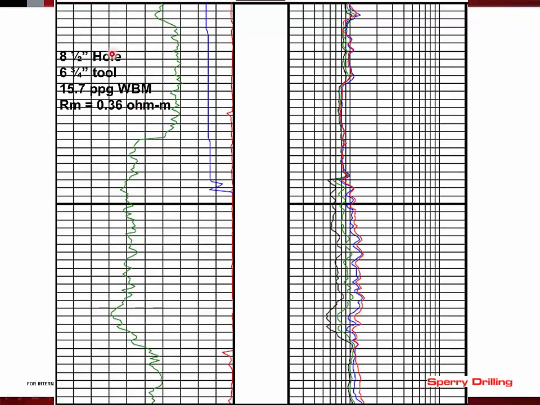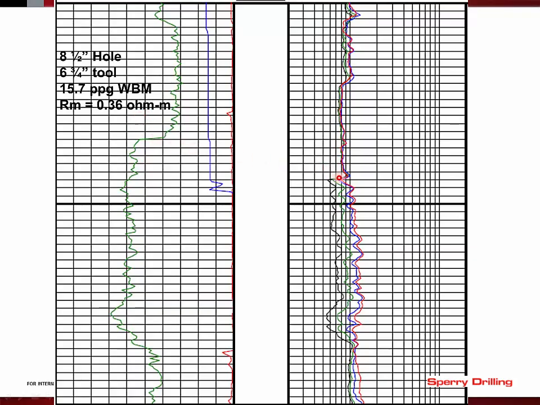This is in an 8.5 inch hole. We've got a 6 3/4 inch tool. We're in quite heavy mud. It's 15.7 pound per gallon water-based mud with a fairly modest resistivity. It's not as low as it can be. 0.360 meters is kind of middle of the road.